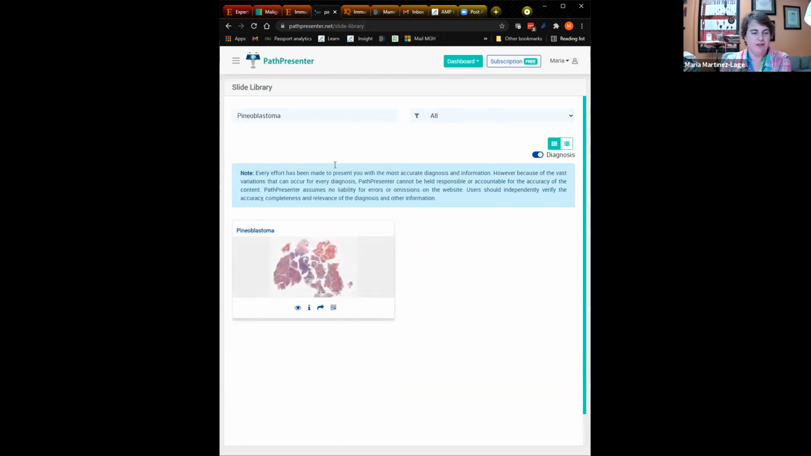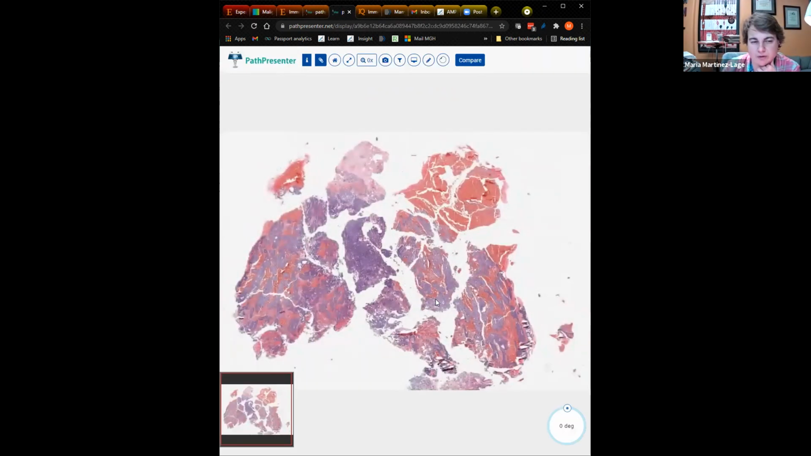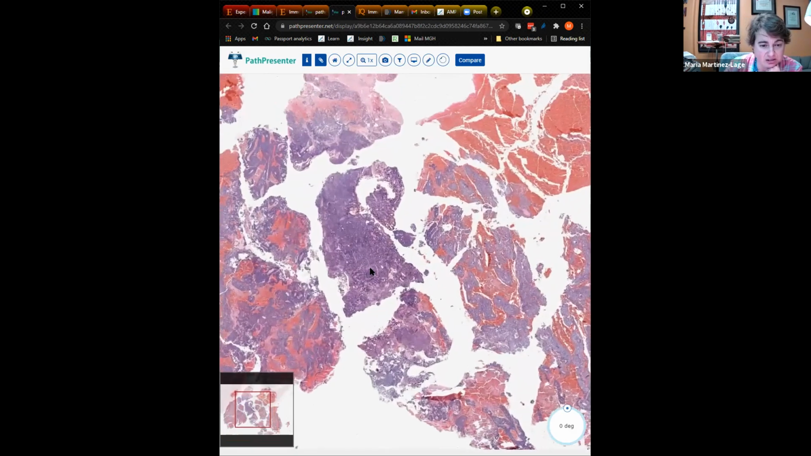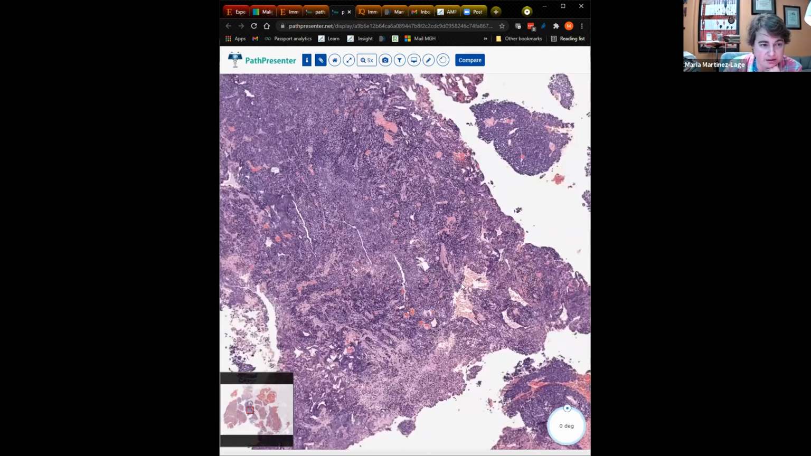Okay, so we have pineoblastoma here. Pineoblastoma is basically an embryonal tumor of the pineal gland. So it's similar to what? To a medulloblastoma, for example, that we just talked about. Histologically, they can be very, very similar.